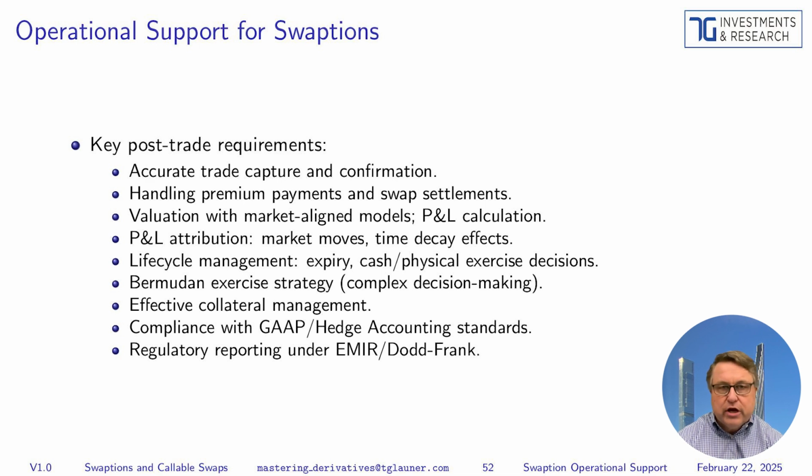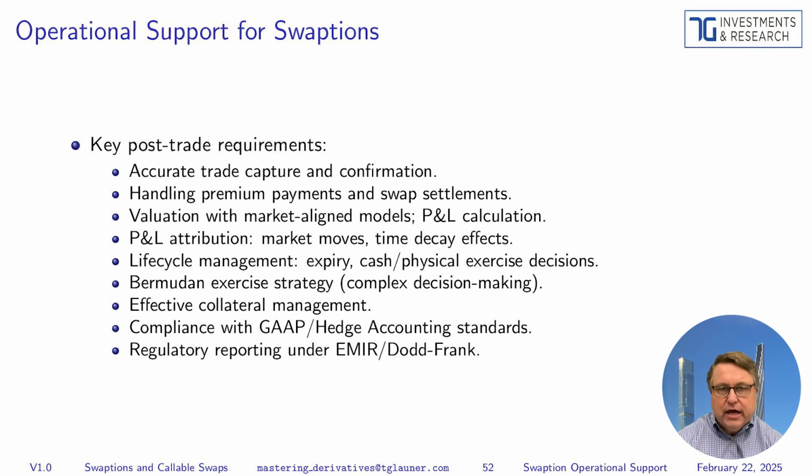Bermudan exercise strategy, which involves complex decision-making as exercise opportunities arise multiple times before expiry. This is done often by the front office, as the decision needs to be done by traders or desk quants. Effective collateral management, ensuring appropriate margining and risk mitigation.